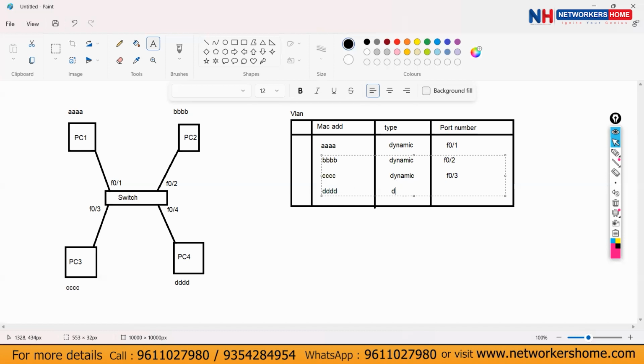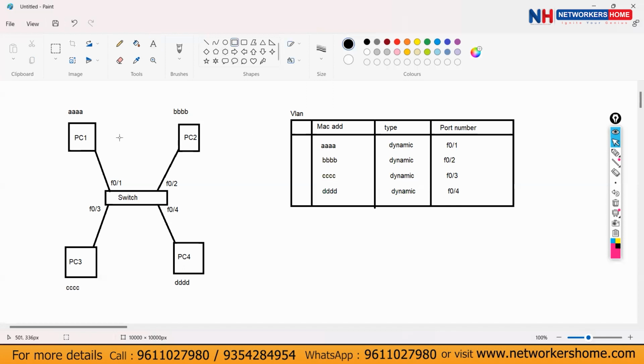Okay, see this example. Now, if PC1 wants to send some message to PC4, it will generate a message, correct? If PC1 wants to communicate to PC4, what will it do? It will send this message to the switch. What will the switch do? The switch will refer to its MAC table. PC1 would have mentioned the destination MAC address as DDDD. So it will refer to its MAC table and forward the packet to PC4.